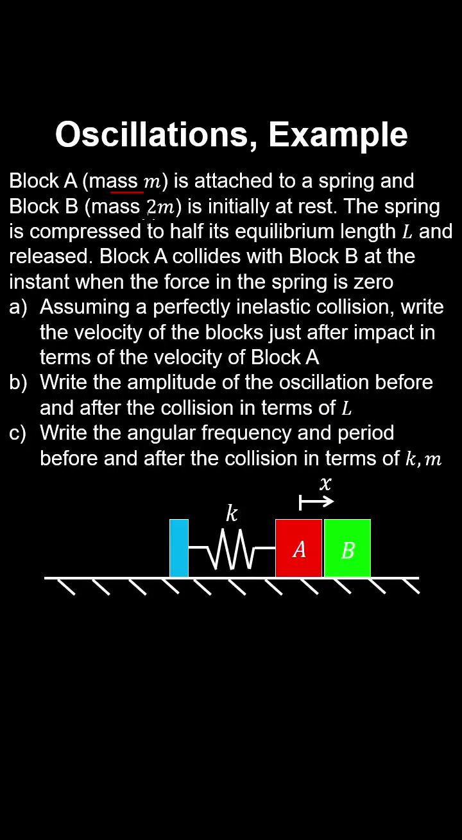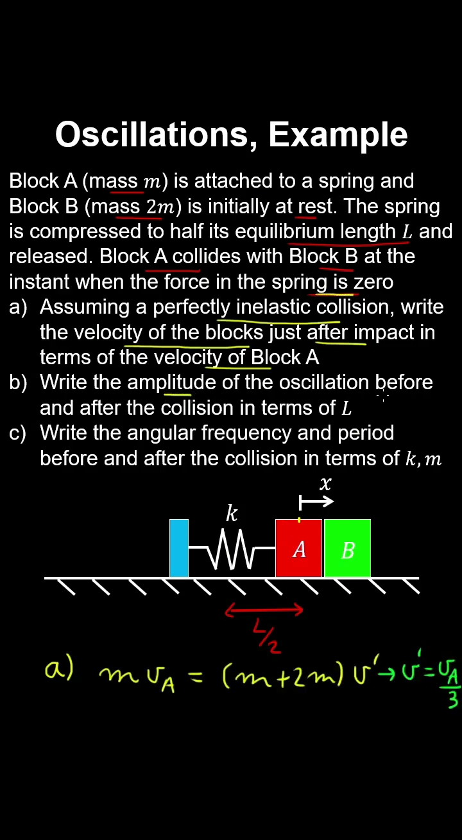Block A is attached to a spring, and block B is initially at rest, and the spring is compressed to half its equilibrium length, and when it's released, block A collides with block B at the instant when the force in the spring is 0. Now assuming a perfectly inelastic collision, write the velocity of the blocks just after impact, in terms of the velocity of block A. So applying the conservation of momentum, because there's no horizontal force acting on the system, now write the amplitude of the oscillation before and after the collision.